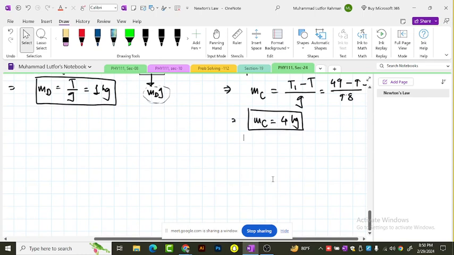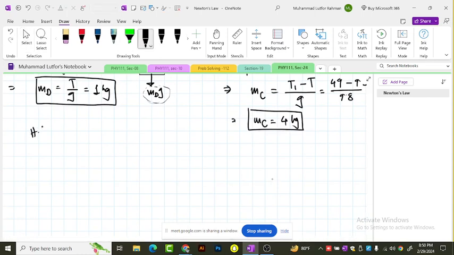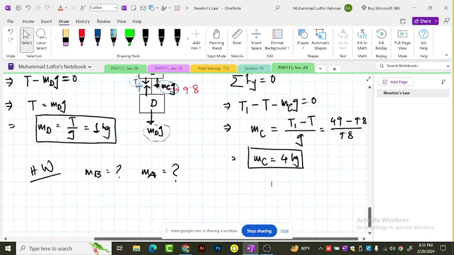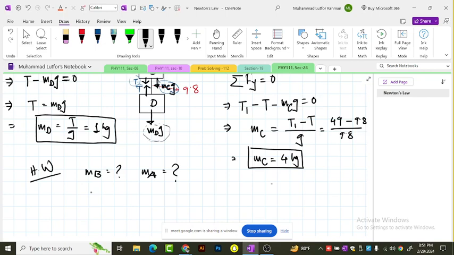That's how you can solve the other two. That would be your homework. Do it by yourself. Solve MD by the same procedure, MB, and also MA by the same procedure. You have that free body diagram. Just apply Newton's second law along the y direction. Net force along the y direction would be 0. Then you can find out. The answer should be MB is 1 kg. I'm giving the answer so that you can justify your answer. And MA would be again 4 kg. All right.